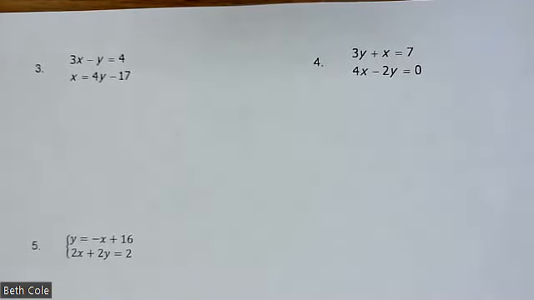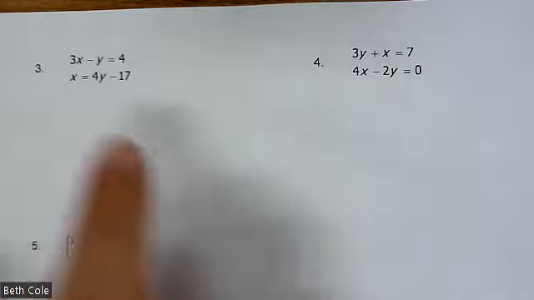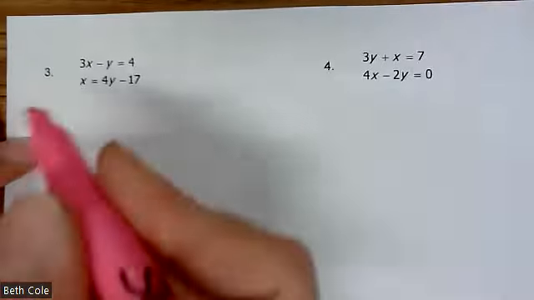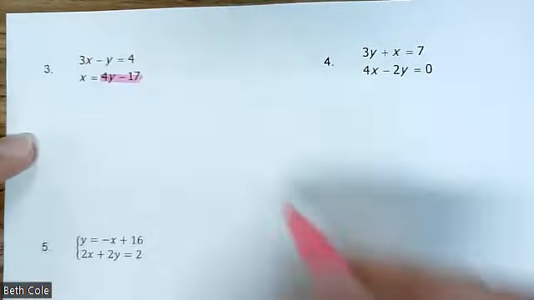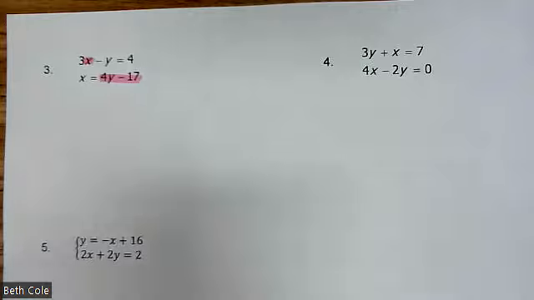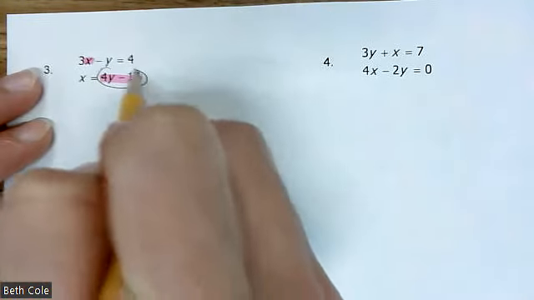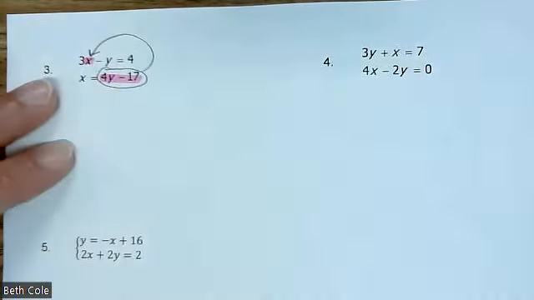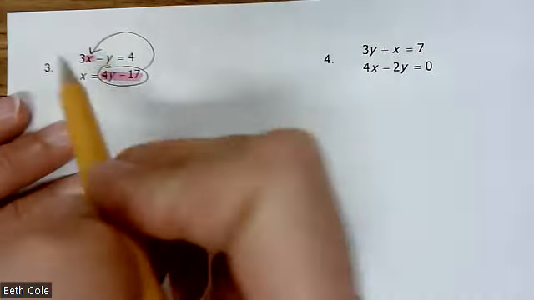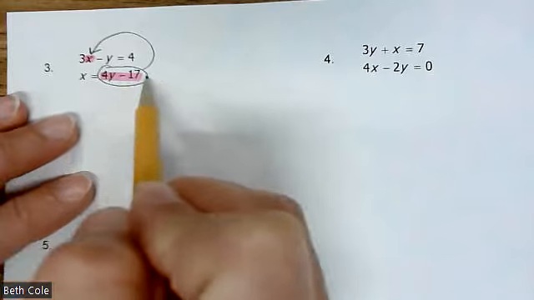So, hey guys, looking at number 3, do you see a variable that's already by itself? X. Do you see how in this one, x is already alone? Yes. Okay, so we're going to take all of this and substitute it in for x in the other equation. It's nice if you have one that's already by itself. And if you don't have a highlighter, you can just draw an arrow. So we're going to remove x, replace it with all of that.